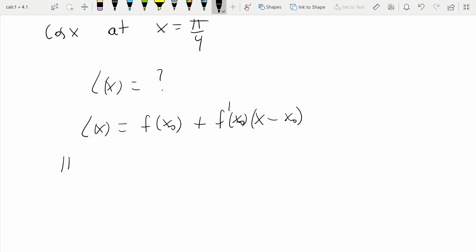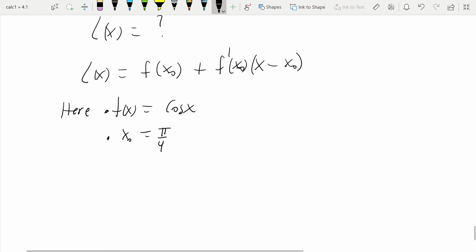So here, for f of x, we identify the function, it's just cosine of x. X naught is pi over 4. So we just need to know two things. Cosine of pi over 4, which is square root 2 over 2, or 1 over square root 2.